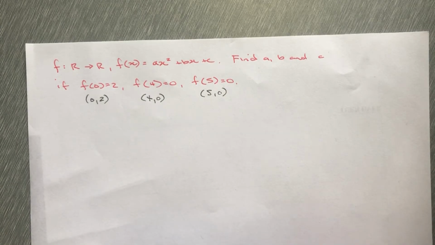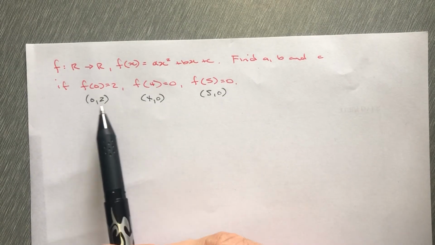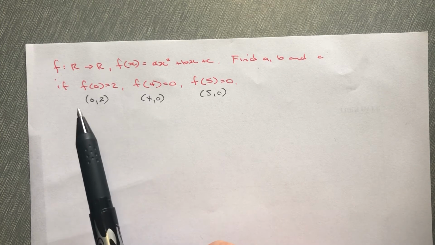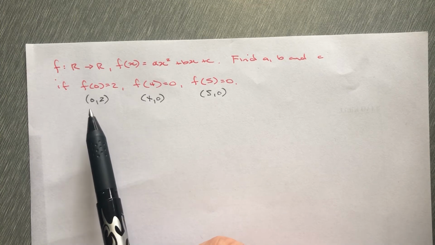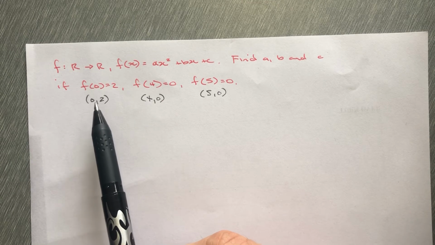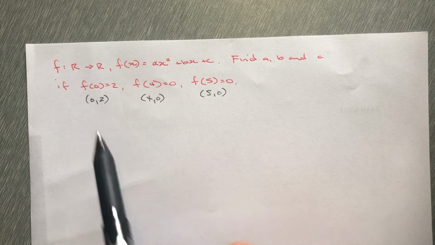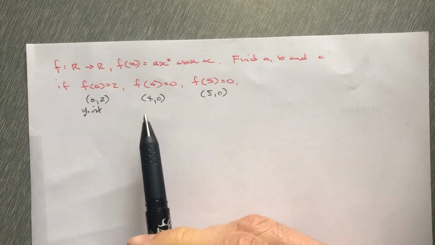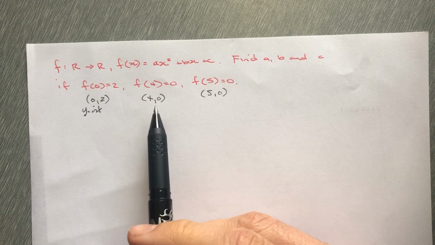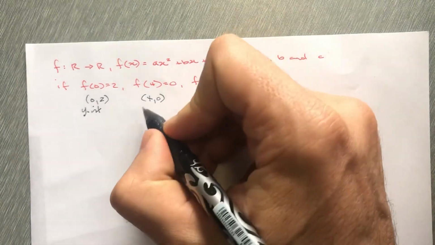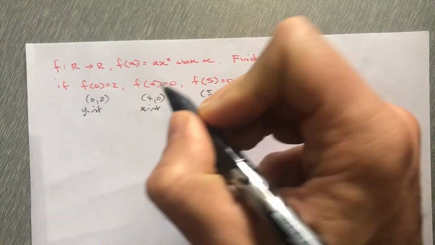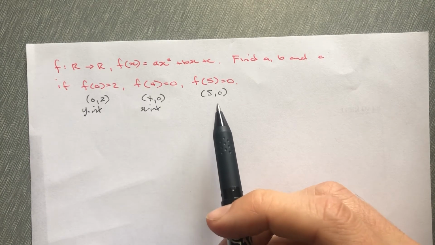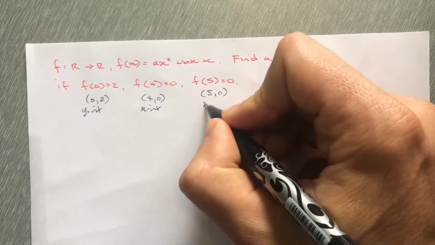Right, now, these are actually special points. You're not going to be given special points every single time, but hopefully you can recognize that this, where x equals 0, y equals 2, that's a y-intercept. This one here, where x equals 4, y equals 0, that's an x-intercept. And this one over here, when x is 5, y is 0, that's another x-intercept.